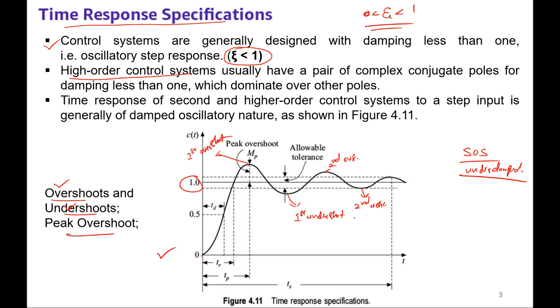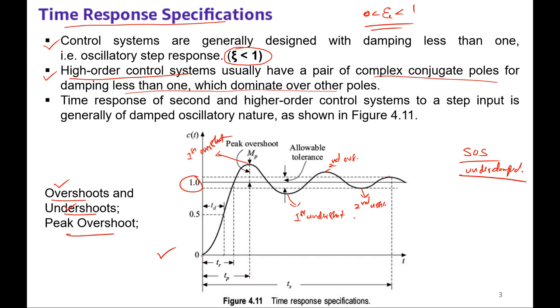All those things we have to see. You will see, higher order control systems usually have a pair of complex conjugate poles for damping less than 1, which dominate over other poles. If I take a third order, fourth order, or fifth order system, one pair of poles will be complex conjugate poles, just like for a second order system, right? One of the poles will be complex conjugate poles and they are the dominant poles.